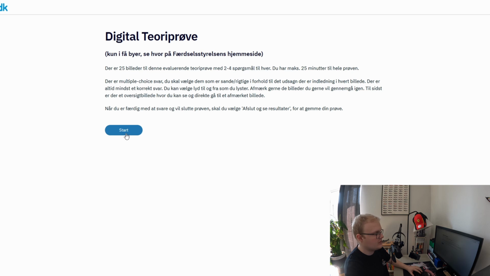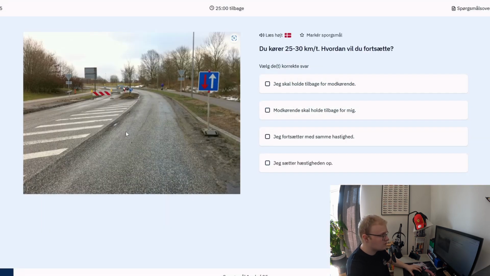And this could be good if you are someone who's trying to take a driving license in Denmark. Maybe your Danish is not the best. This could be a way to explain it to you. Okay, so the first question here, I'm going to translate it as well as I can.